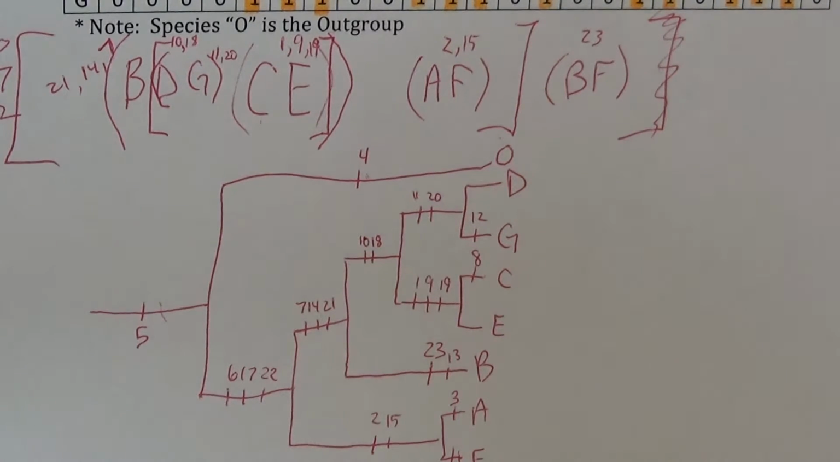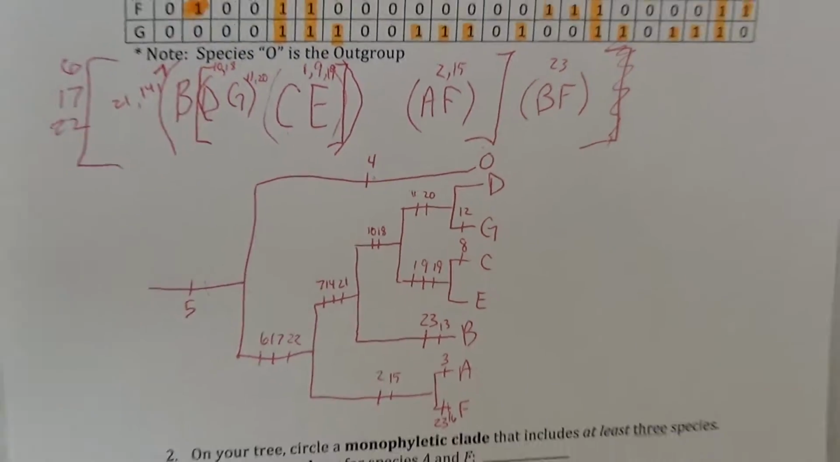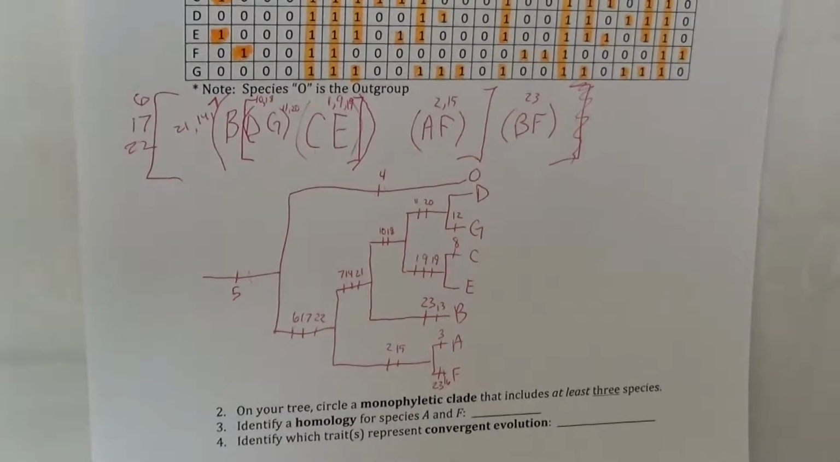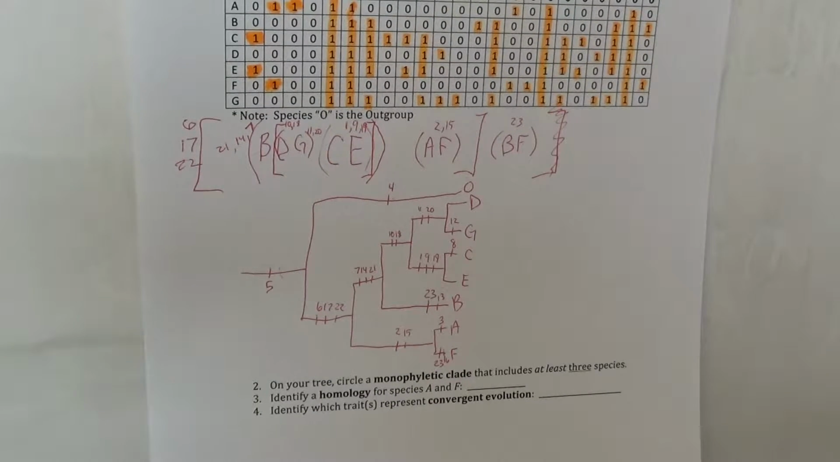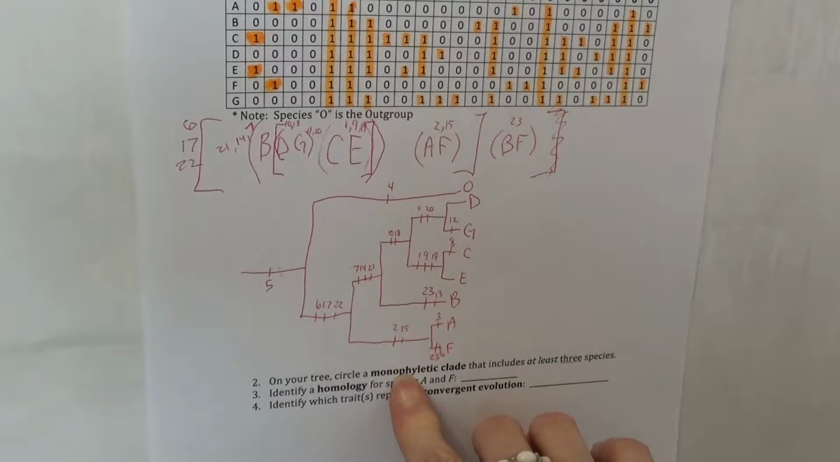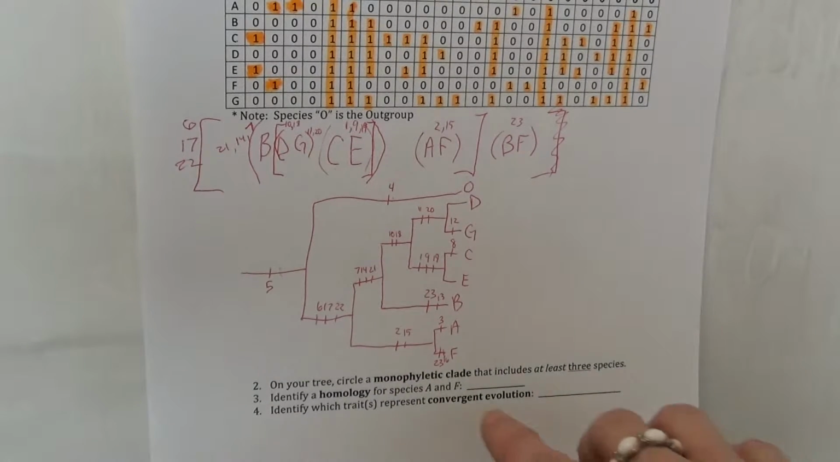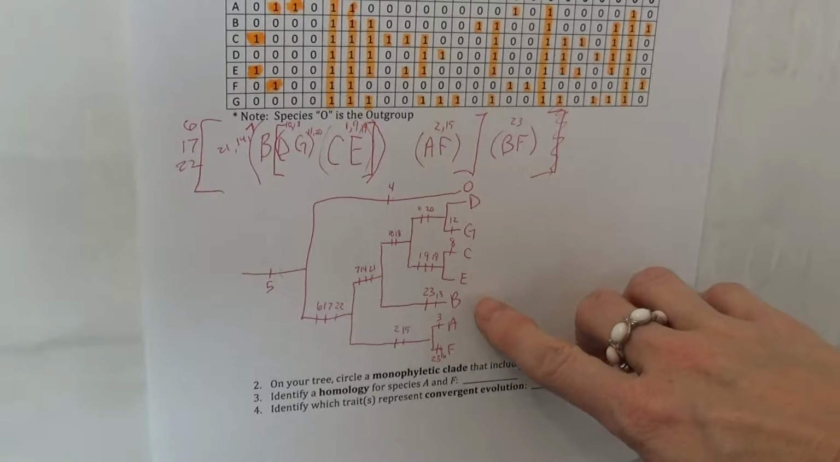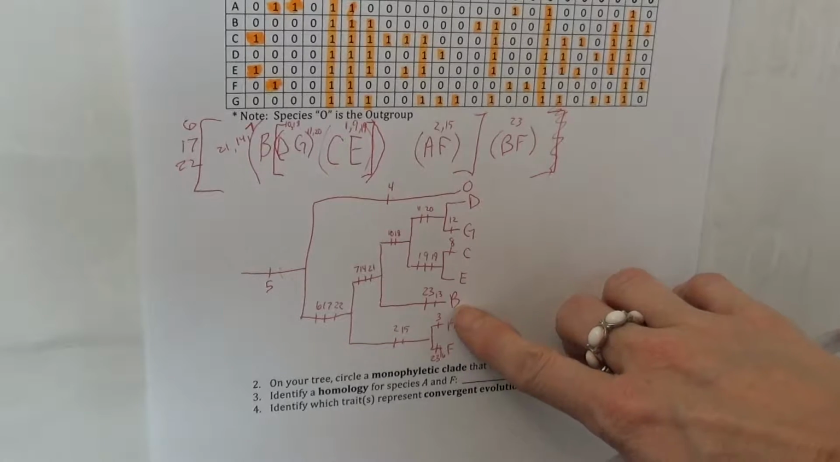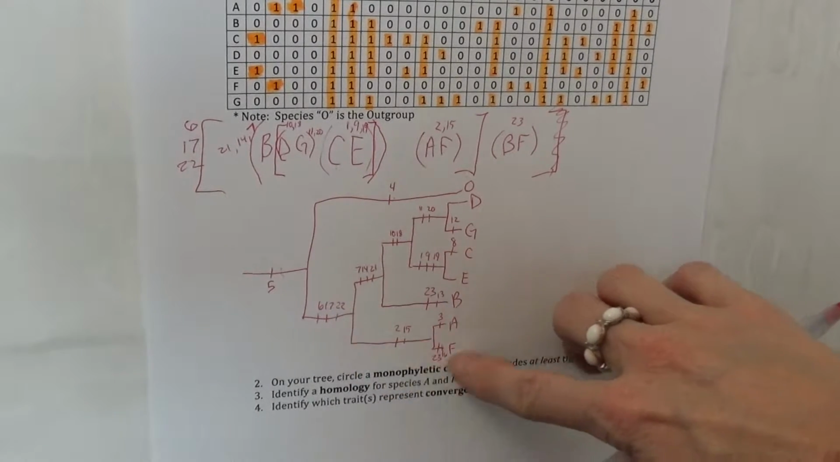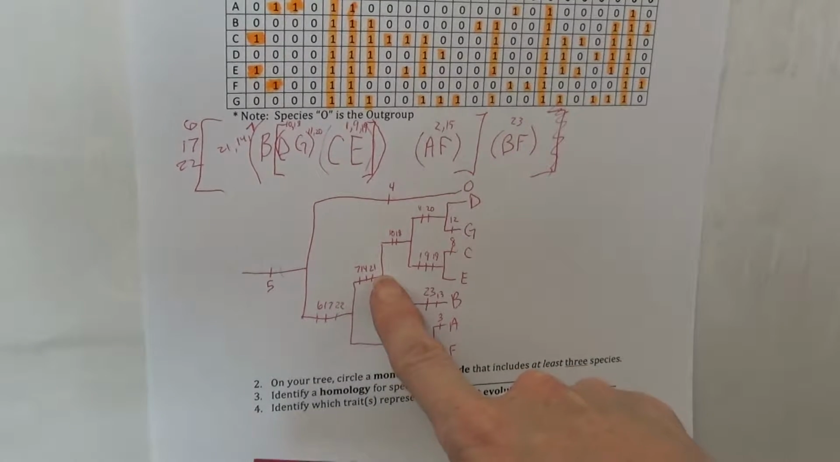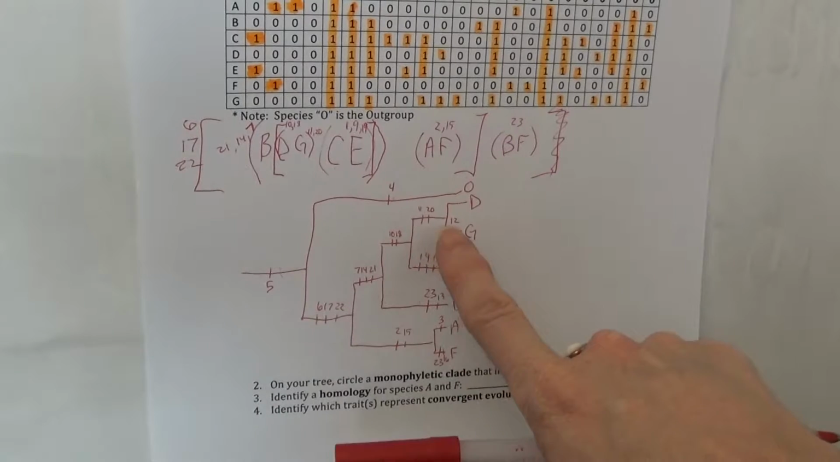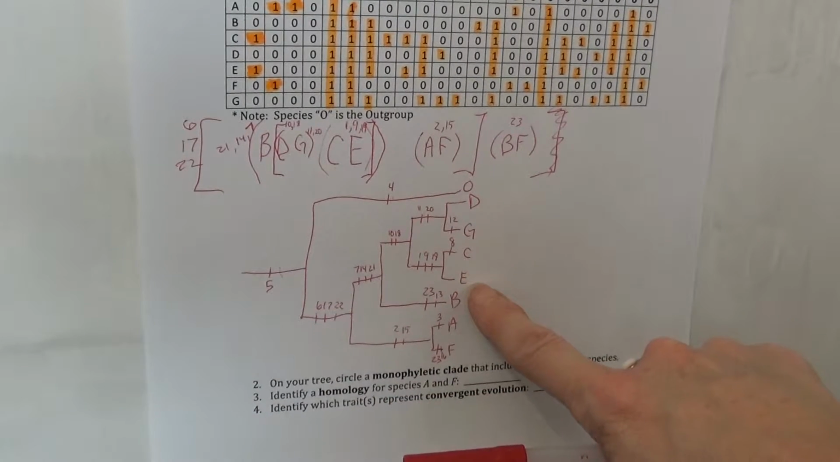All right. So once you've got that, we do have a few terms that we need to introduce here. And really these should be introduced in the actual lecture. So my bad, when we were talking about what a node is and what a clade is, we should have talked about these three terms. So a monophyletic clade is a clade that includes everybody from the common ancestor. So they have to circle a monophyletic clade that includes at least 3 species. So if I chose to do A and F and the next one over, B, I'd have to include everybody that comes from that common ancestor. Or I could do everybody that comes from this common ancestor, which would be B, E, C, G, and D. Or I could do everybody that comes from this common ancestor, which would be D, G, C, and E, etc.